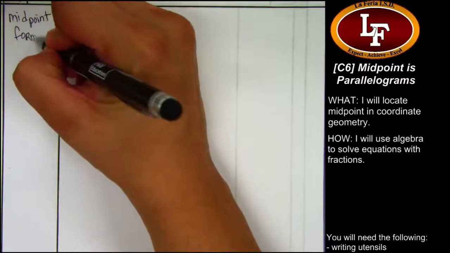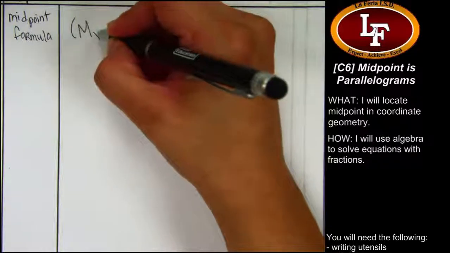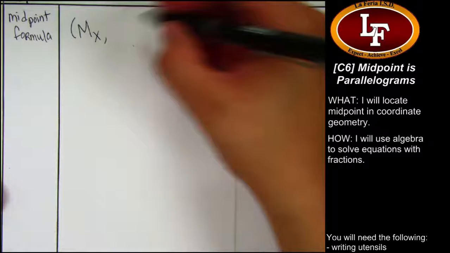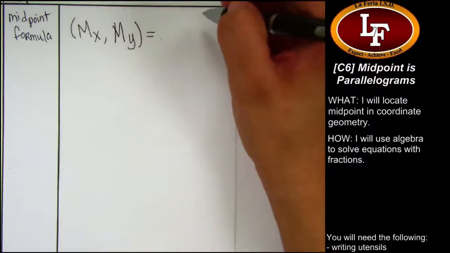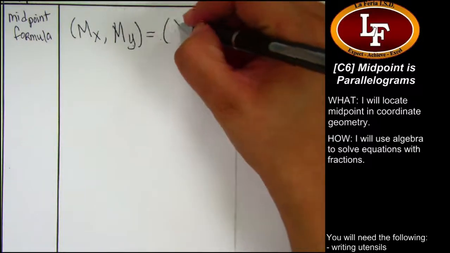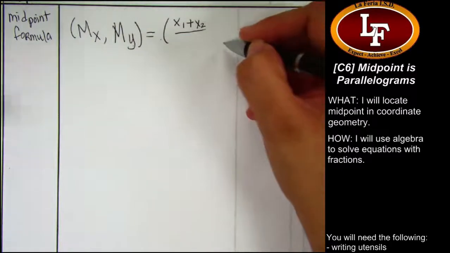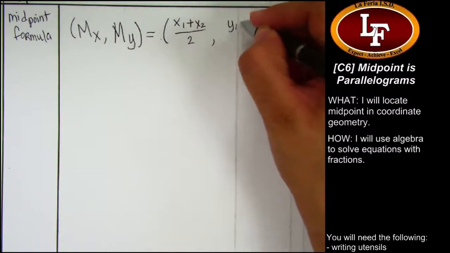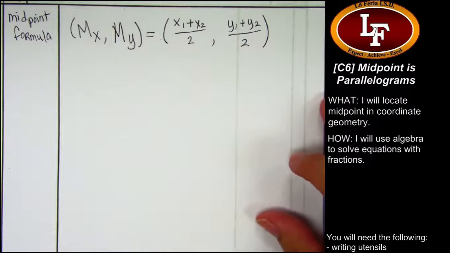Here's the midpoint formula, and the midpoint formula says that the x-coordinate of the midpoint, which I'm going to represent with big M and then subscript x, and the y-coordinate of the midpoint, again using big M for midpoint and subscript y for y-coordinate, is given by this formula. Take the two x-coordinates of the 2 points you want to find the midpoint of, add them together, divide by 2. Do the same thing to the y-coordinates, and you have your midpoint formula.